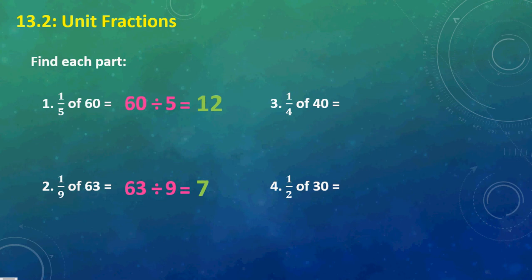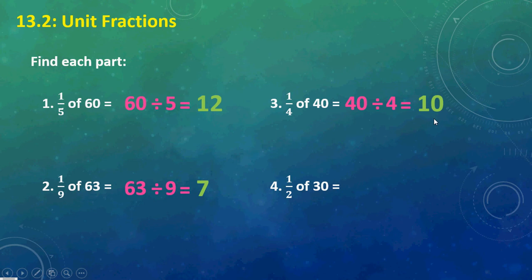Really easy. Number 3. 1/4 of 40. We put this 40, divided by the denominator. Okay? Remember that. The denominator over here is 4. Then I resolve the division. 40 divided by 4 is 10. Okay.